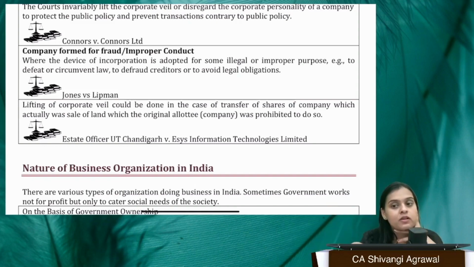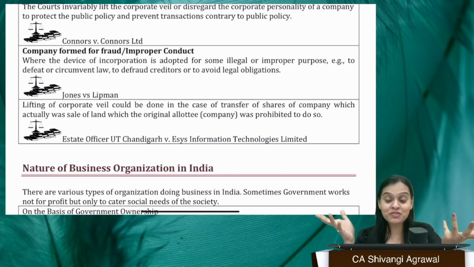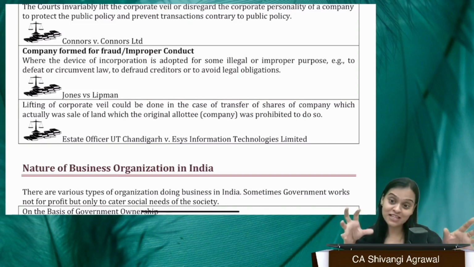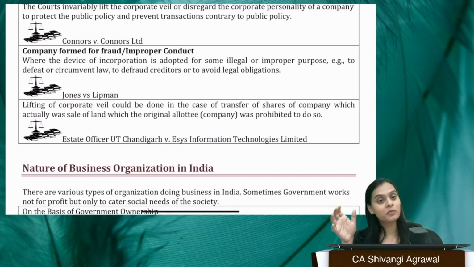See, lifting of the corporate veil could be done in the case of transfer of shares, which actually was a sale of land. What is happening, ma'am? Supposedly, there's a company which has shut down all its operations. So ultimately, nobody would want to invest in this company, because all the operations have been shut down. The company is not doing anything, but it still has assets. And if land belonging to the company has to be sold to some other company, it needs a lot of approvals. So it was prohibited to transfer the land like this, but the shares could be transferred. So transferring the shares actually meant that the sale of land is taking place. If such a thing is happening, we will lift the corporate veil. So the corporate veil will be lifted in this case.